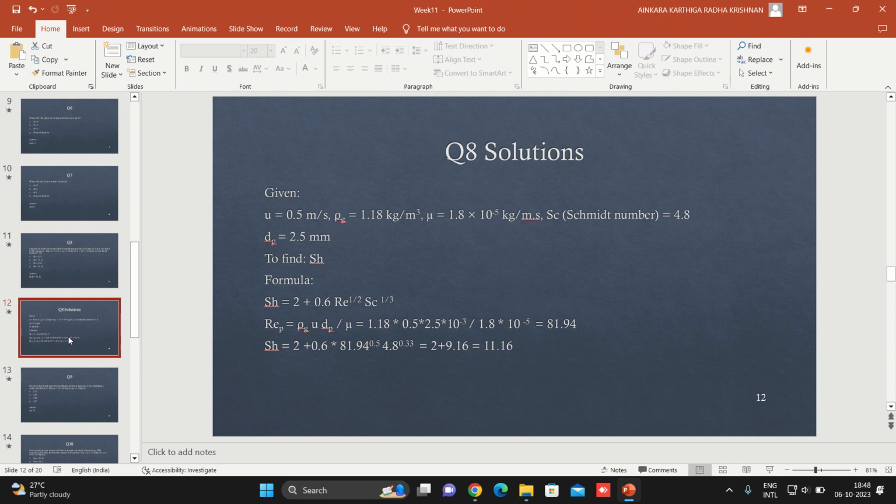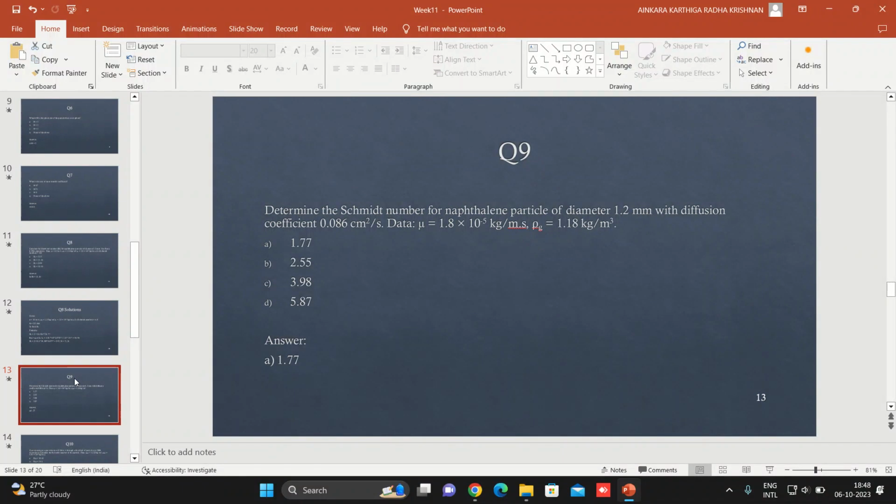So I think it is clear. Now we'll go on to question 9. In question 9, it is given that determine the Schmidt number for a naphthalene particle of diameter 1.2 mm with diffusion coefficient 0.086 cm square per second, and data mu and rho g are given.